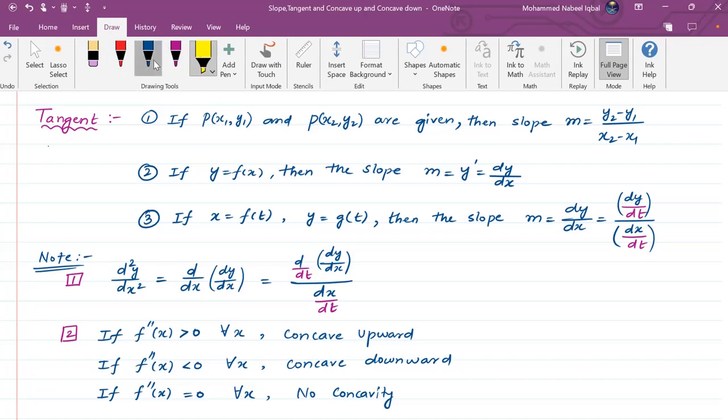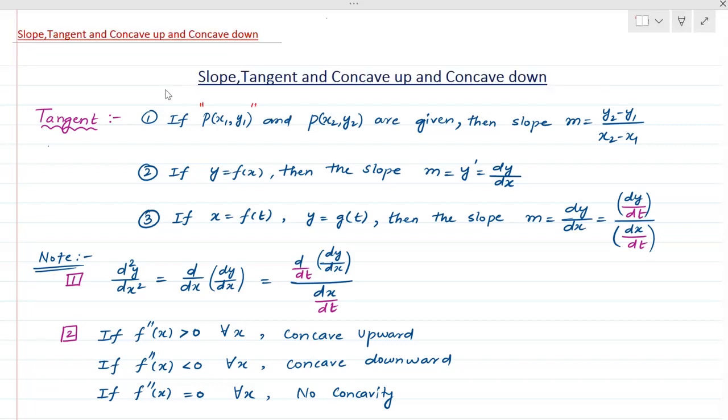When two points are given, the slope of a tangent is given by the formula change in y over change in x. So y2 minus y1 over x2 minus x1. This we have already taken. Now when a function y equals f of x is given, how will you find the slope of the curve? You just have to take the differentiation. If you take the first derivative, this is the slope of a tangent.